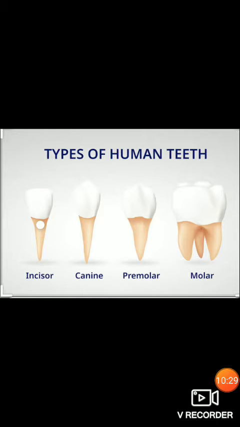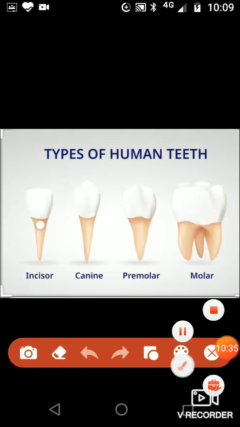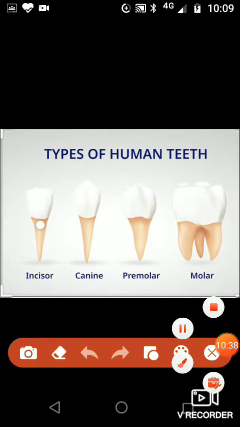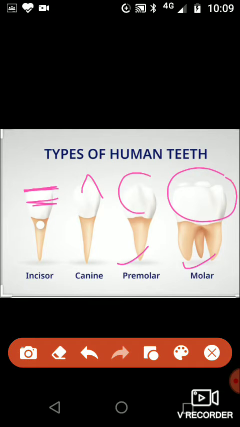Now I would like to show you these types of teeth. You can see this incisor. As you can see, it is for cutting. Why? Because here, look, it is very flat, and the canine is sharper than the incisor. Now you can see the premolar and molar, they are broad, so they help in chewing, grinding or crushing the food.